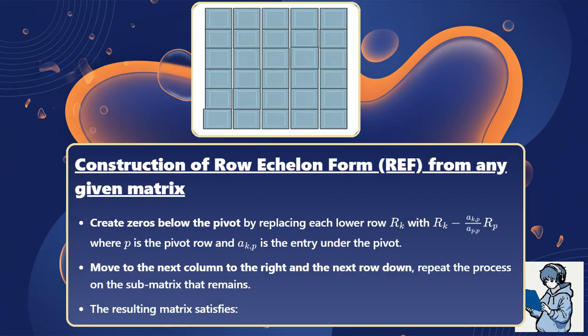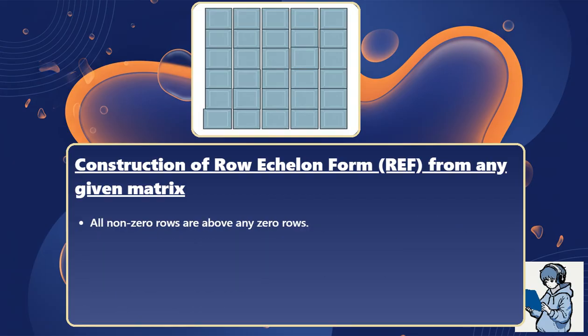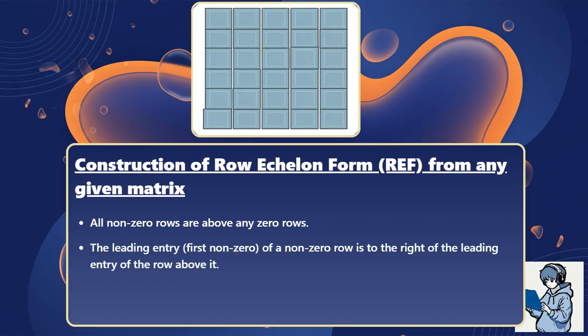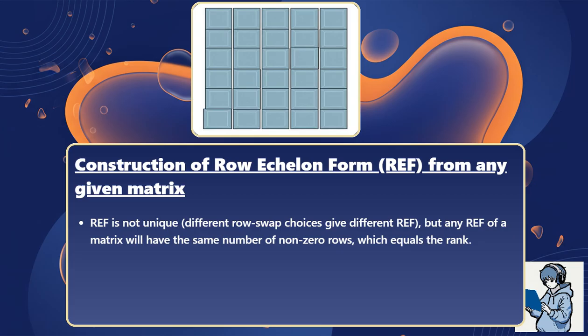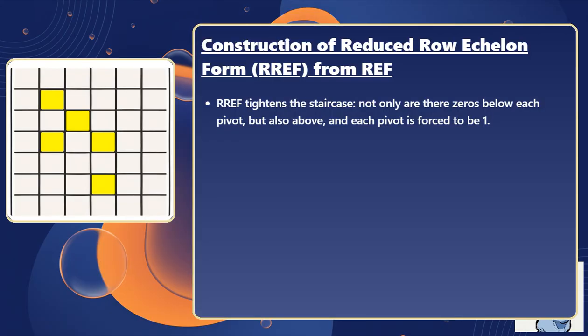The resulting matrix satisfies: all non-zero rows are above any zero rows. The leading entry, the first non-zero entry, of a non-zero row is to the right of the leading entry of the row above it. All entries below a leading entry are 0. The picture is similar to a staircase that climbs to the right. Each step is a pivot. REF is not unique. Different row swap choices give different REF, but any REF of a matrix will have the same number of non-zero rows, which equals the rank.